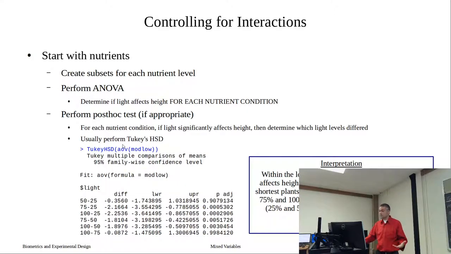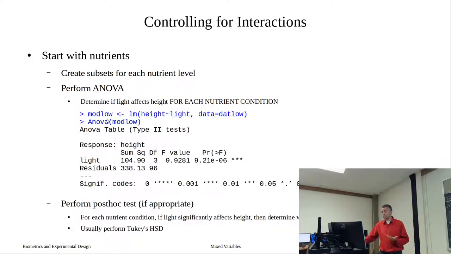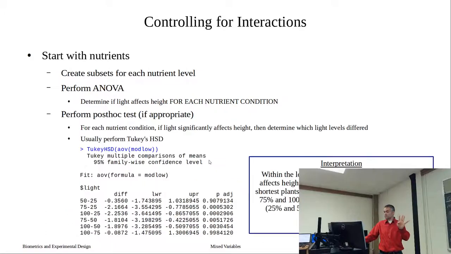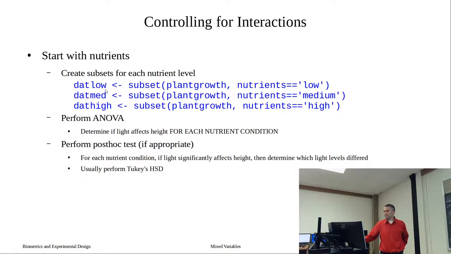So what we do is we have this model that we've created, mod low. We know light is significant, with four different levels. But then we do a Tukey HSD. Where did you create that low? Our subset. This is how we controlled for our nutrients. I created a subset for every single nutrient condition.